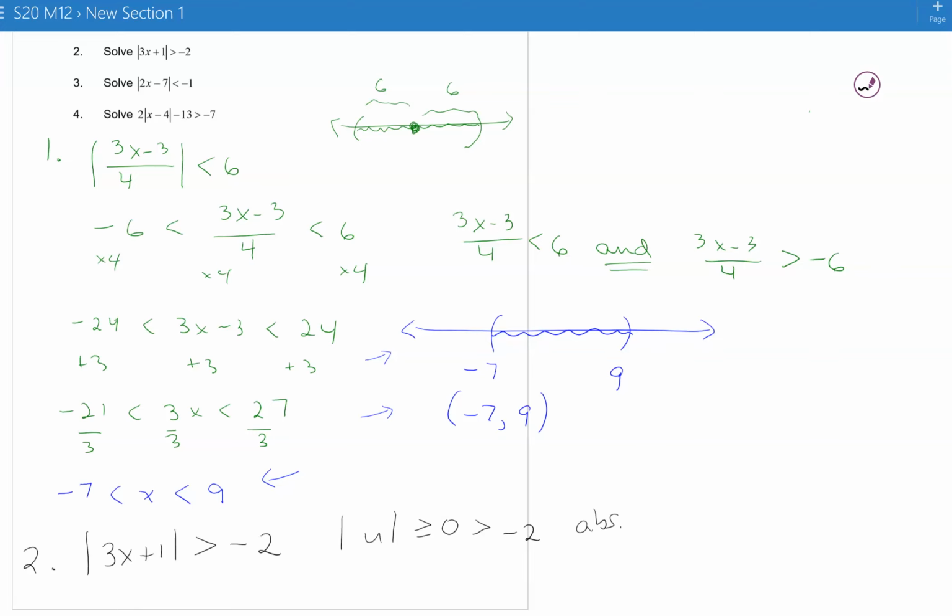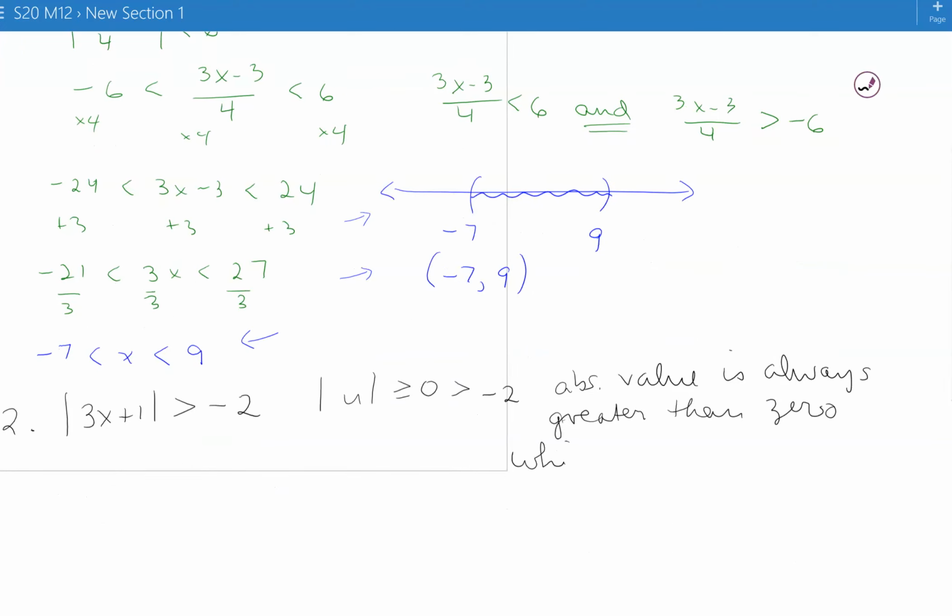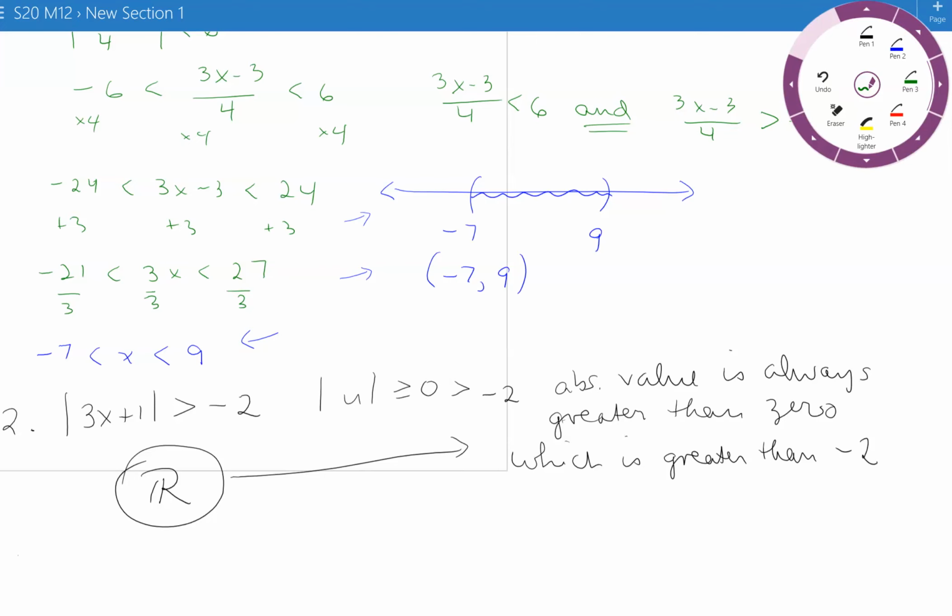So absolute value is always greater than or equal to 0, which is greater than negative 2. If you're going to write all real numbers or no solution, you have to explain why. So in this case, you'd say all real numbers because of this reasoning. The absolute value is always positive or 0, and that kind of a number is always going to be bigger than negative 2, so any value of x will work. It doesn't matter what you pick for x.